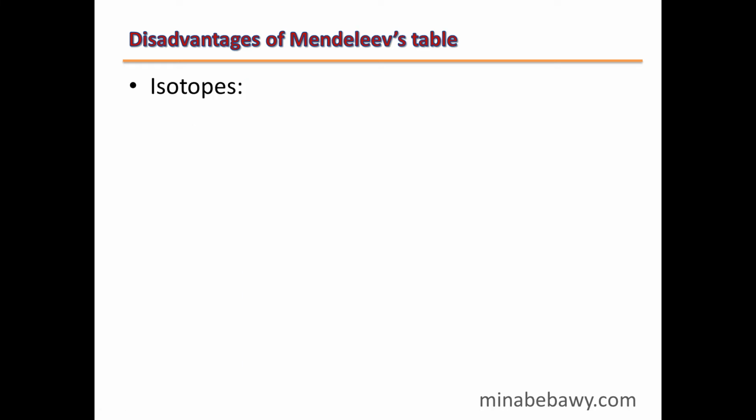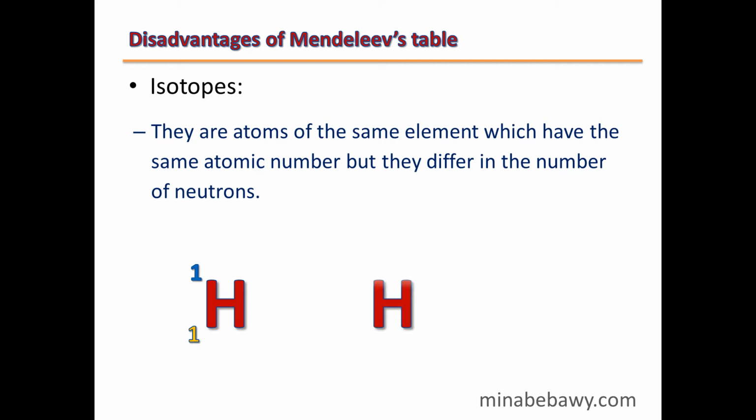But what is meant by isotopes? Isotopes are atoms of the same element which have the same atomic number. As you can see here, they are all hydrogen and their atomic number is 1. But they differ in their number of neutrons. So their mass number differs from one isotope to another because they have different numbers of neutrons.